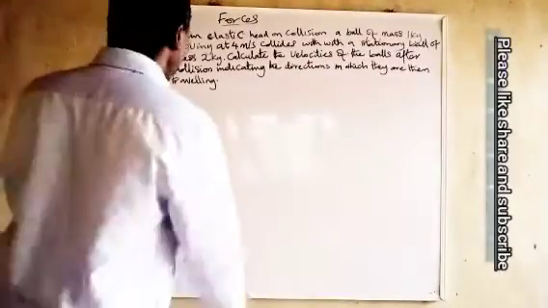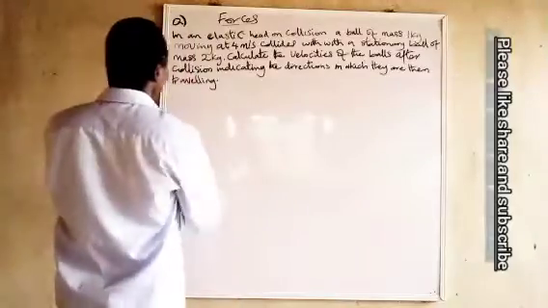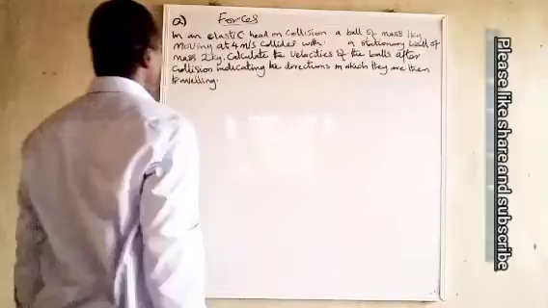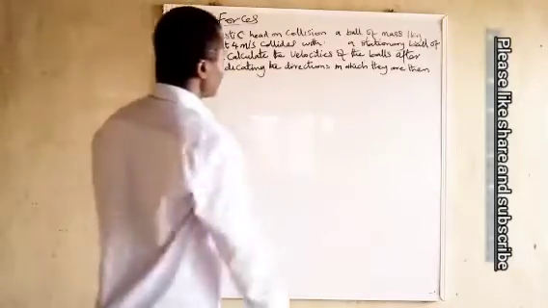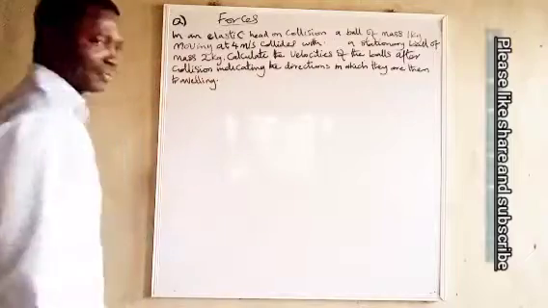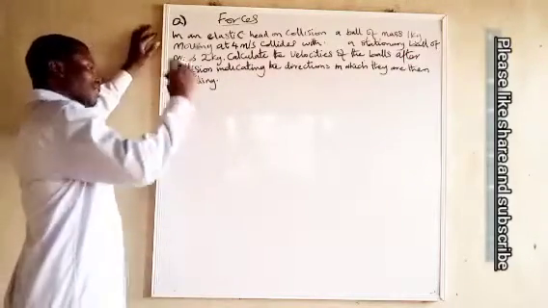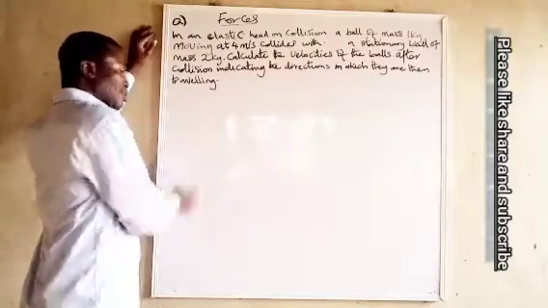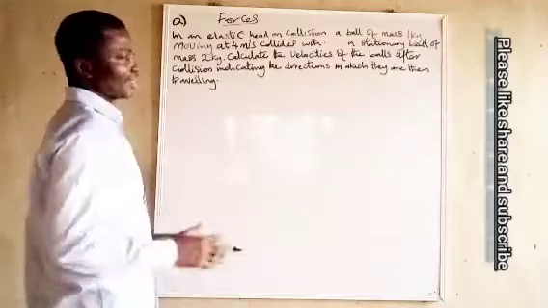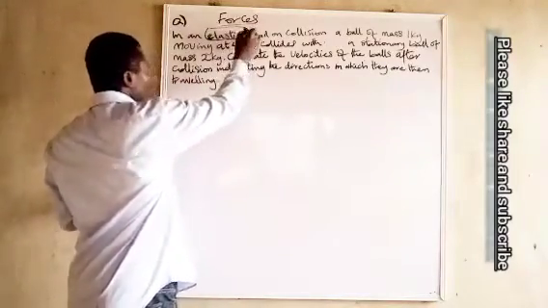In an elastic head-on collision, a ball of mass 1 kilogram moving at 4 meters per second collides with a stationary ball of mass 2 kilograms. Calculate the velocities of the balls after collision, indicating the direction in which they are then traveling. We have two things here. We have the fact that the momentum after is equal to the momentum before. At the same time, the kinetic energy before is the same as the kinetic energy after, because we have been told it is an elastic head-on collision.